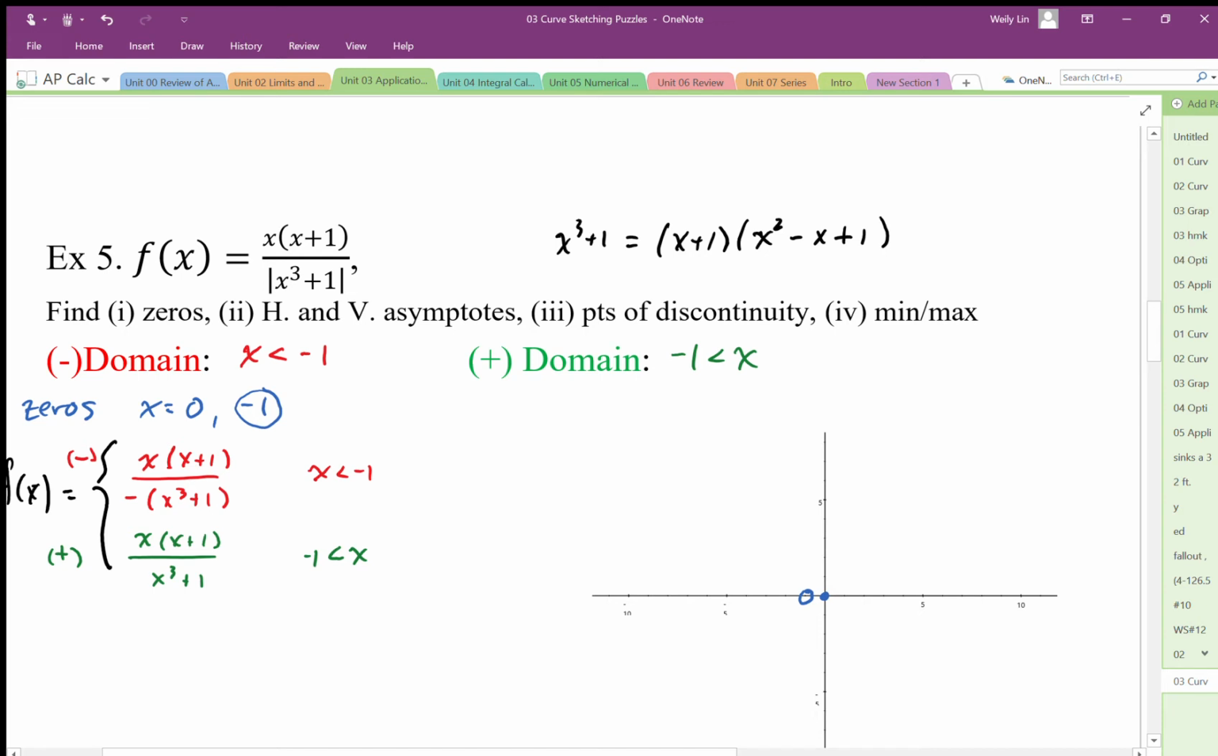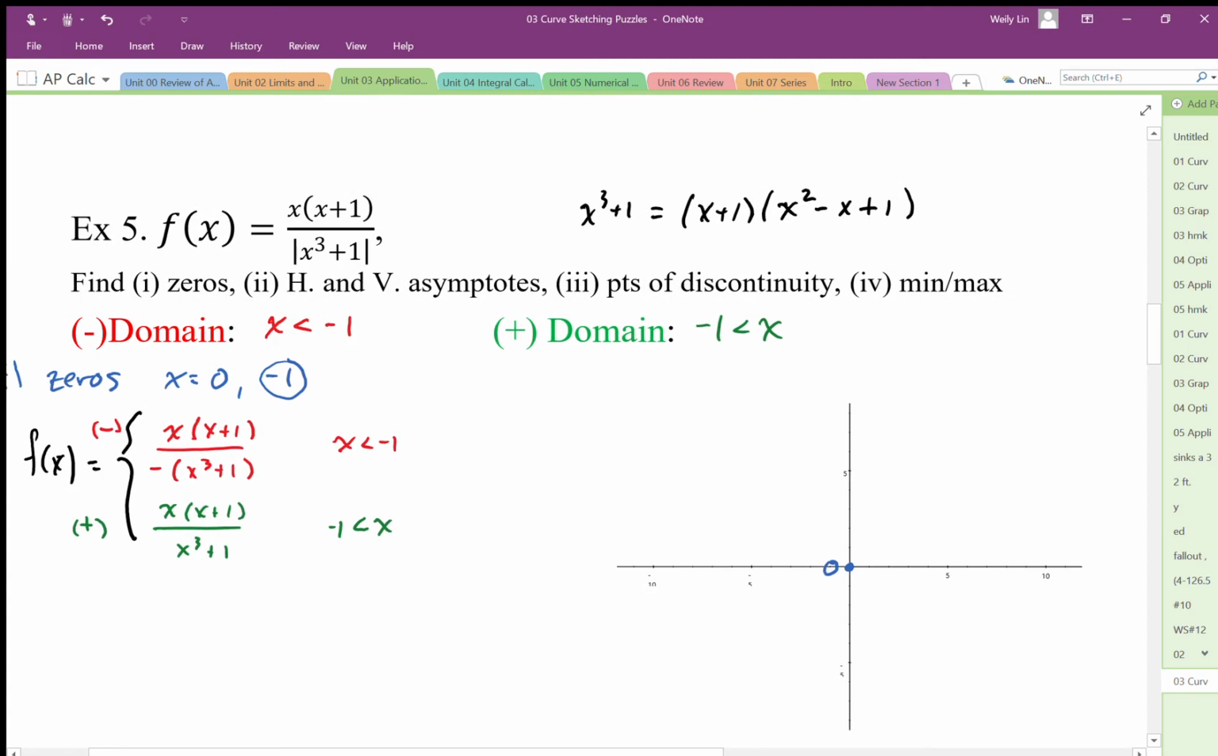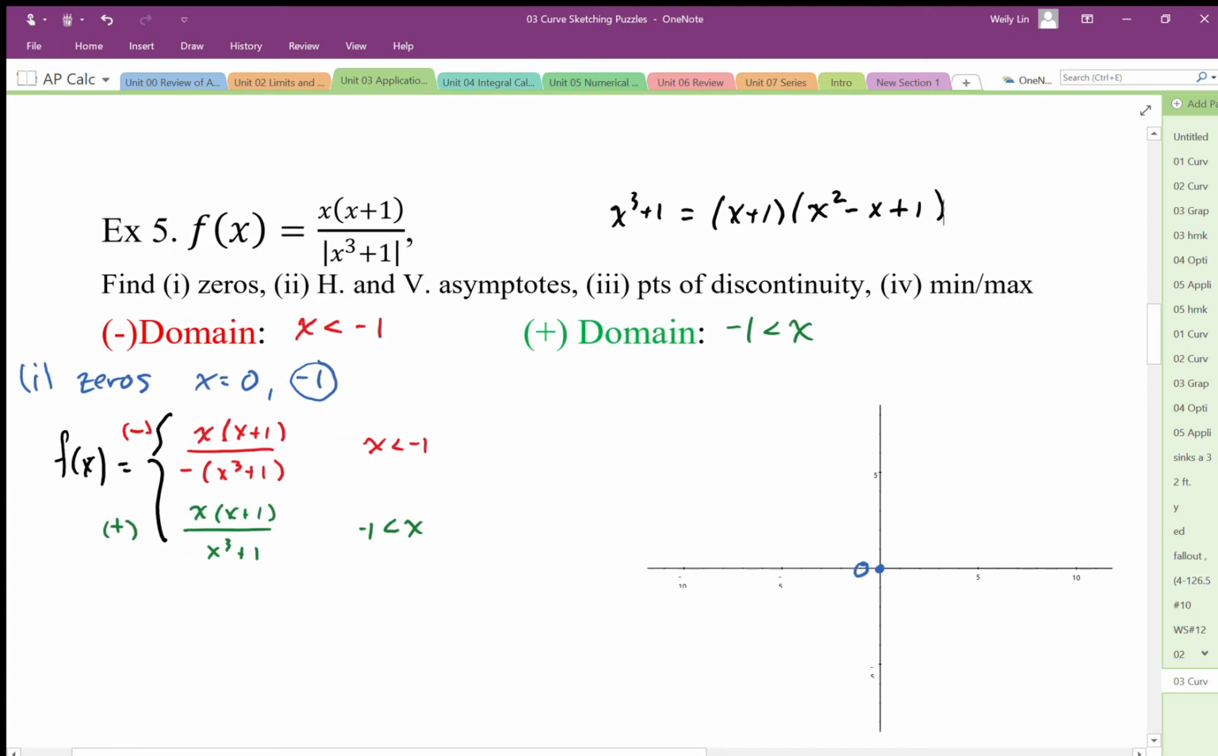Now, if you don't know this formula, that's fine. You could always work this out. But this is the sum and difference of cubes formula. There is a sum formula here, and there's also a difference formula. Okay, so there it is. So I'm going to simplify these expressions.